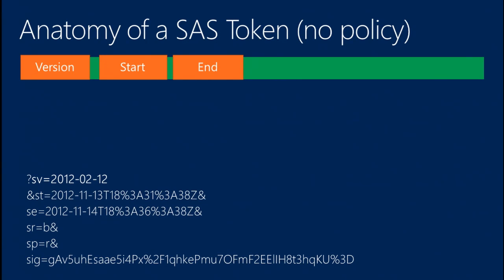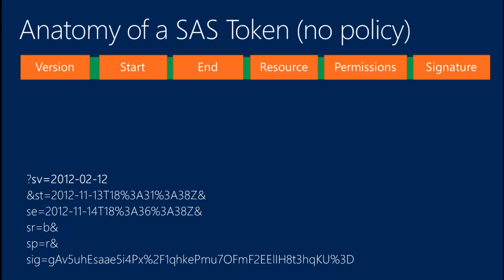The next thing for blobs is I'm accessing a blob. And then the permissions, I'm going to give them read-only permissions, so SP equals R. And then this signature is based on my storage key, but I've still kept that private. Now, everything on the bottom part of the screen there, all I have to do is append that to the same URI of the blob, and I can just hand this out to anybody, and they can download that blob. They can't upload because I didn't give them the right permissions.